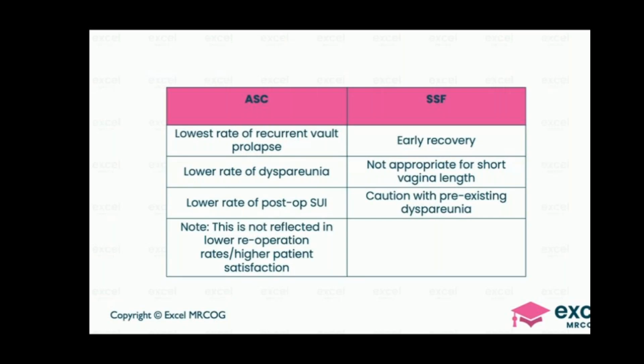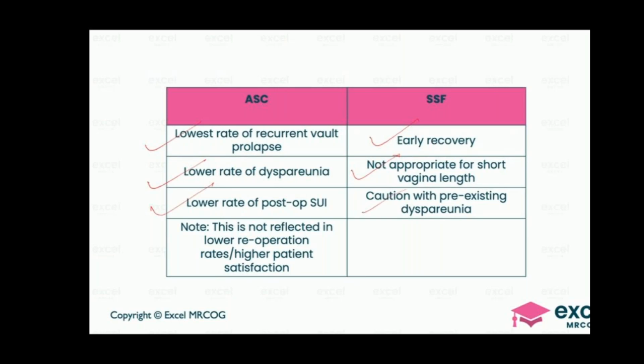Now, this is another important table about abdominal sacrocolpopexy and sacrospinous fixation. What we need to understand is that abdominal sacrocolpopexy has a lower rate of recurrent wall prolapse, a lower rate of dyspareunia, and a lower rate of post-op SUI. The last column, the row is not important. While SSF is early, I'll tell you the reason now to remember. Early recovery, it is not appropriate for short vaginal length. If there is pre-existing dyspareunia, you have to worry about it.